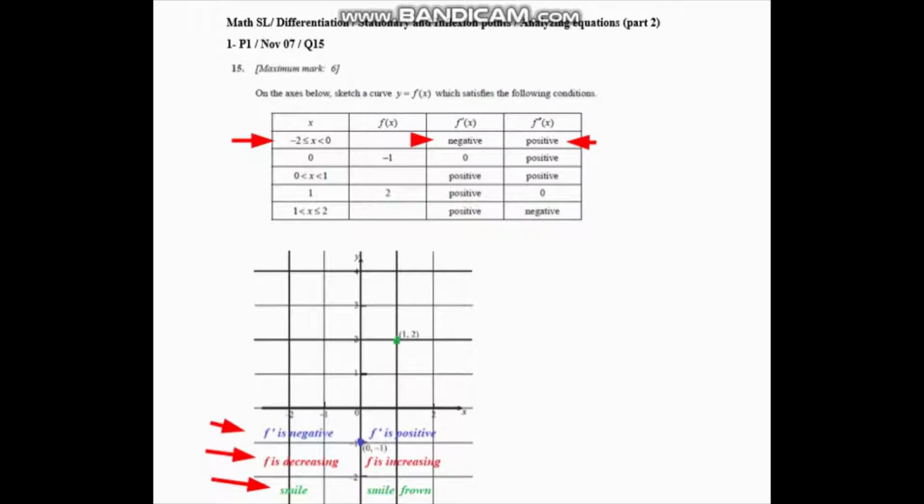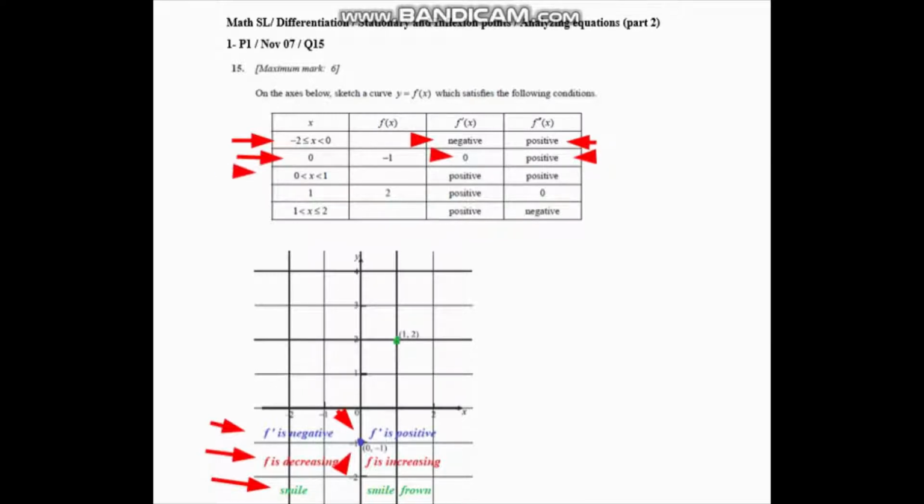Now at x equals 0, I am given that f of x equals -1. So I have this point on the curve that I shall sketch. And I am given that f dash is 0, hence I have a turning point, which is why my point is in blue. If you've watched older videos, you shall remember that we used the blue color for turning points. And f double dash is positive, so the curve is still smiling.